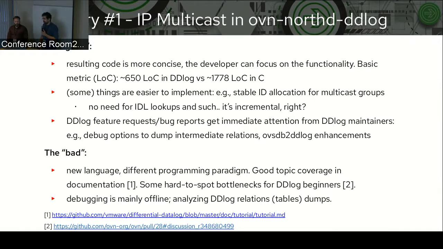And the thing that was really nice is that the resulting code is way more concise. So a simple basic metric I chose was the number of lines of code. It's a third in ddlog compared to C. And the conclusion is that it allowed me to focus on the functionality itself instead of how to implement it.